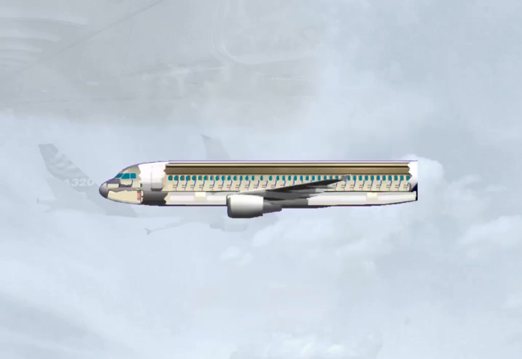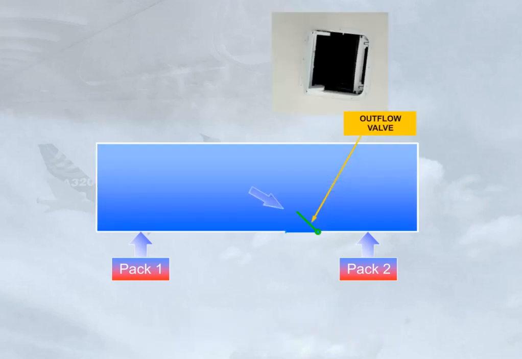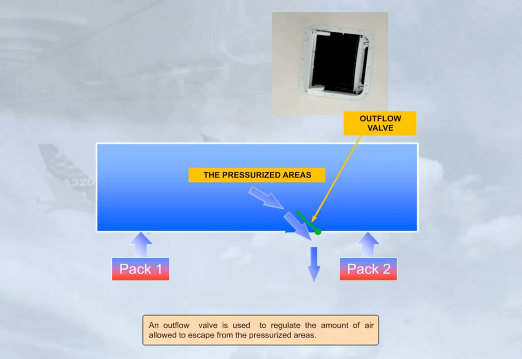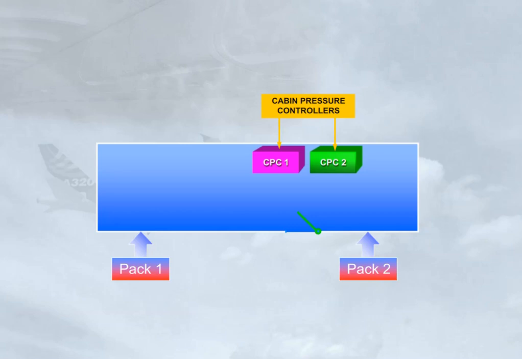The concept of the system is simple. Air is supplied from the air conditioning packs to the pressurized areas. An outflow valve is used to regulate the amount of air allowed to escape from the pressurized areas. Automatic control of the outflow valve is provided by two cabin pressure controllers, CPC. Each controller has an electric motor to move the outflow valve.